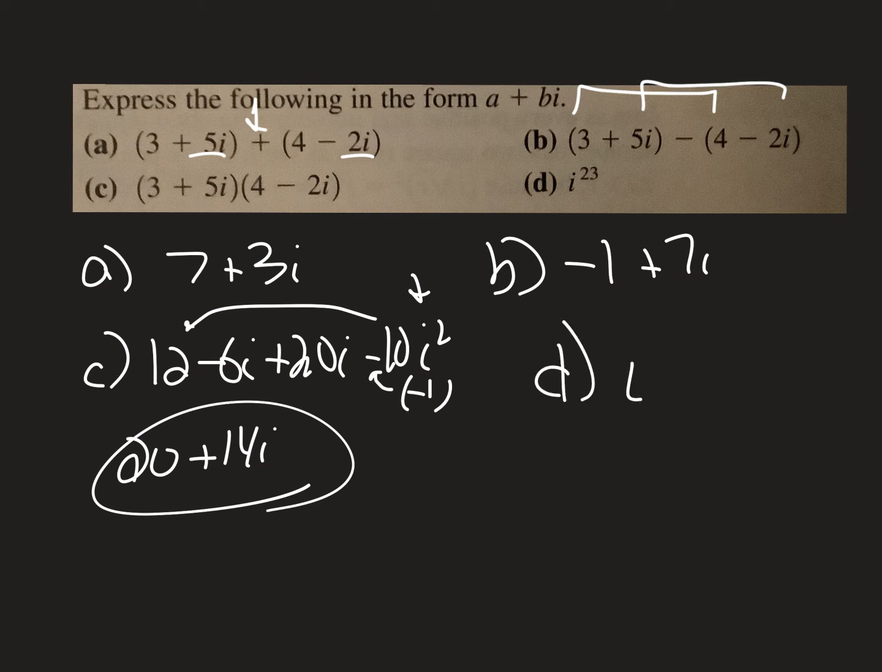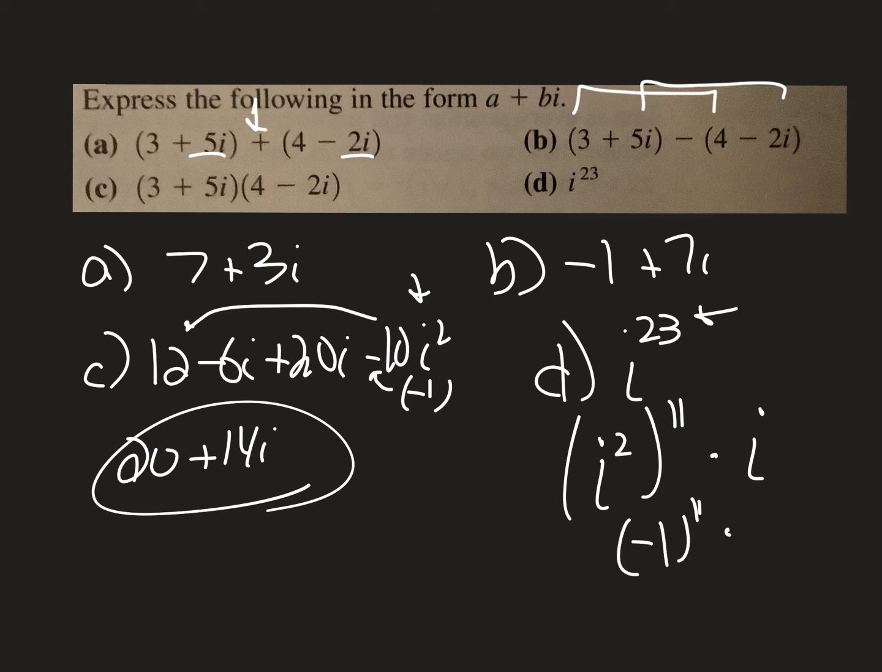Part D, i to the 23rd. A couple ways you can go through and do this one. I like doing it this way. I think you break everything down with i squared. Remember, i squared is really -1. So if I do i squared to the 11th power, that's 22 i's. The problem obviously has 23 i's in it, so I'm going to put one more i here. i squared to the 11th power is really -1 to the 11th power. And because it's an odd exponent, the -1 stays negative, so it's really -1 times i, which is -i. And that's all you have to do there.